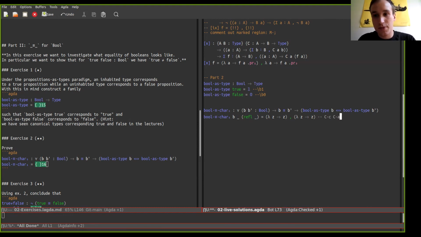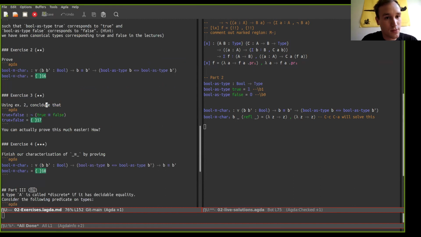This is short for automatic proof search. Okay. This is maybe not too surprising. But using this, we want to prove the following fact: that true is not equal to false.